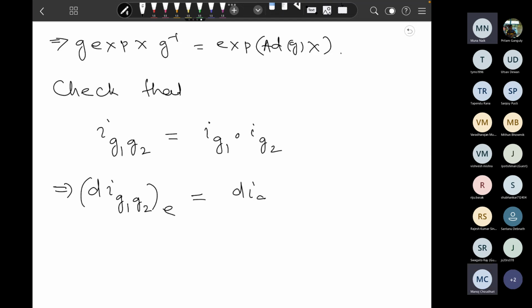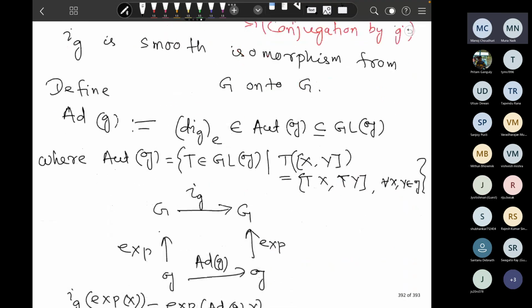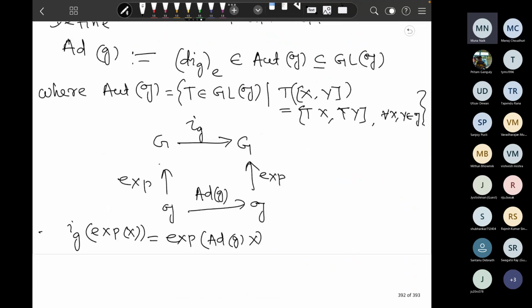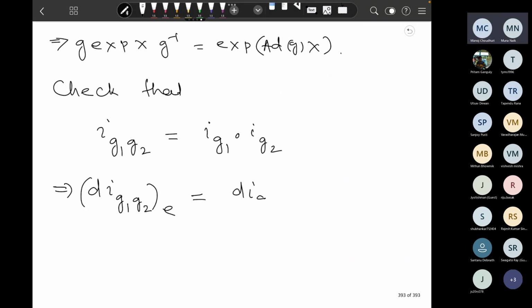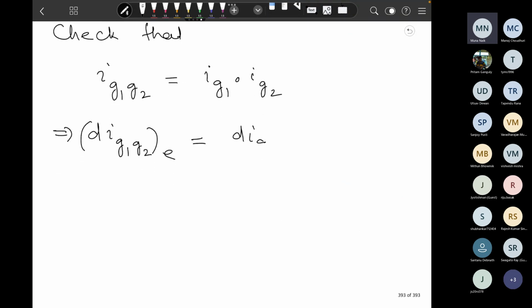So what was the last line of the previous page? Can you just go back to the last line? IG exponential of x is exponential at gx. Okay, fine. Thank you. So G of exponential x G is the inverse is equal to x. So IG1 G2 is equal to IG1 composition I G2.